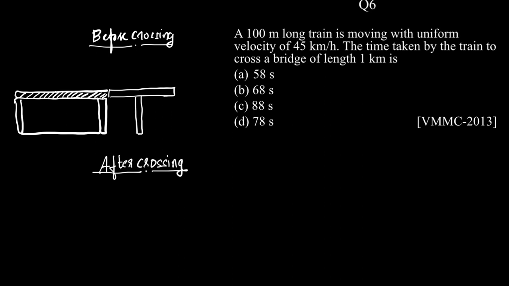And the train is... I'm not going to take the exact values here. Let me just write the length of the train, say LT. LT is the length of the train, okay? And what is this much distance? It is the length of the bridge, say LB.